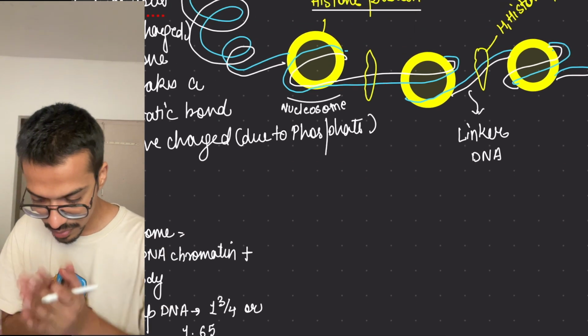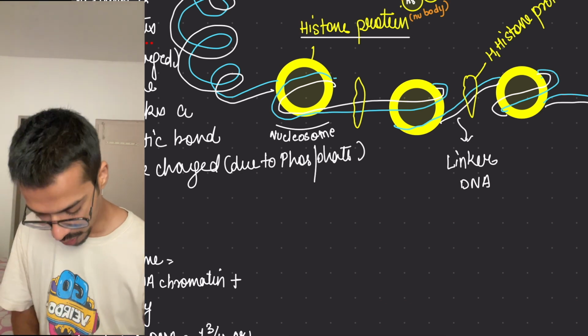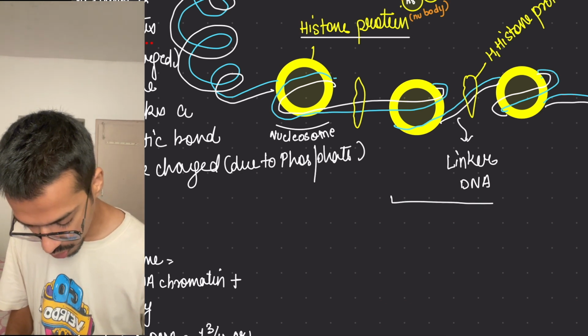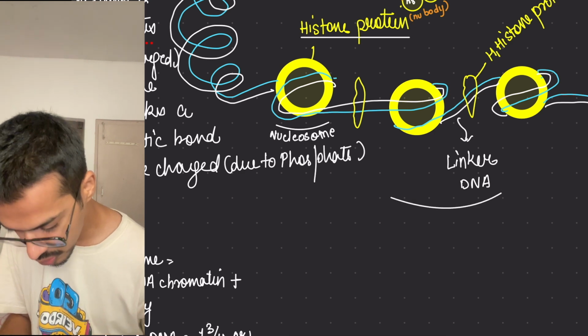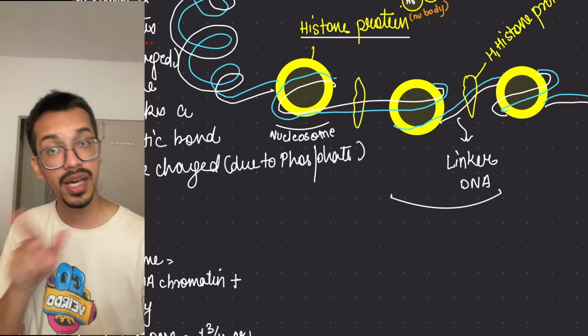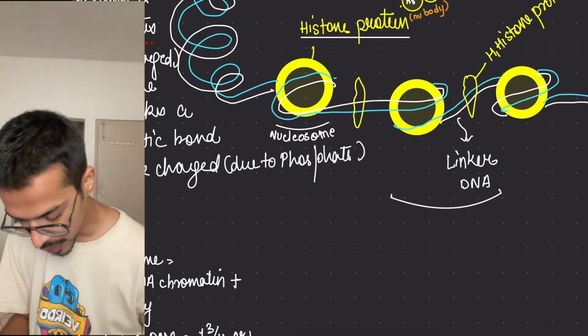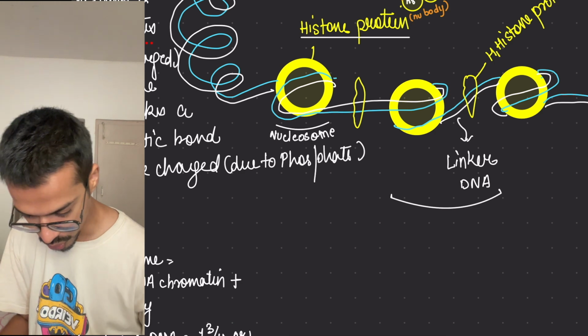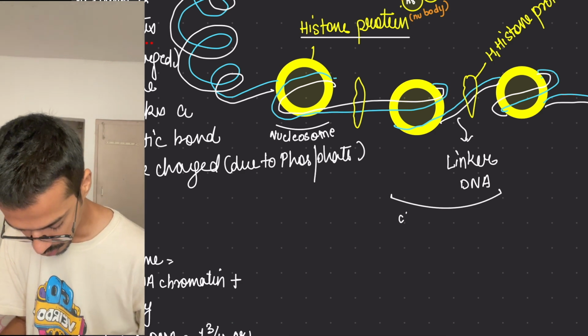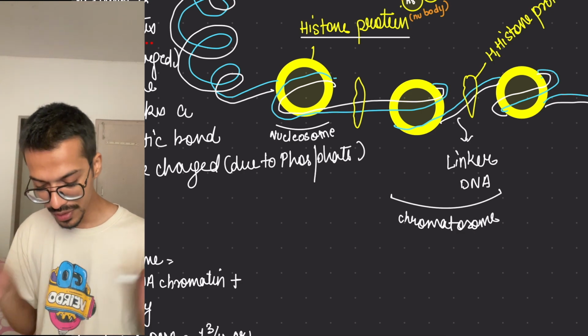Now let's come to what this nucleosome plus linker DNA is called. This terminology is also very important. This is called a chromatosome, because here all the types of histone proteins are included, since the H1 protein is also included in it. So the linker DNA plus nucleosome is called a chromatosome. Remember it.